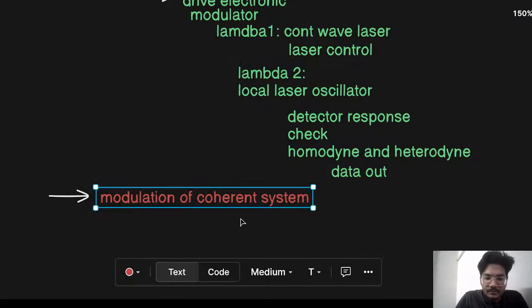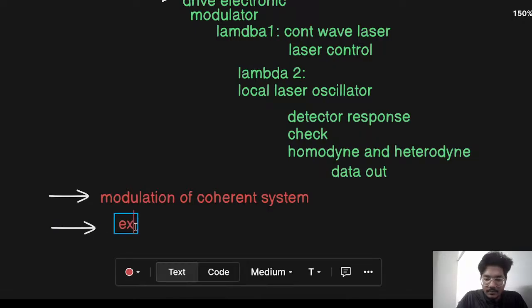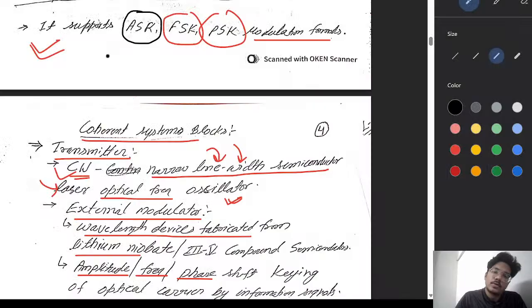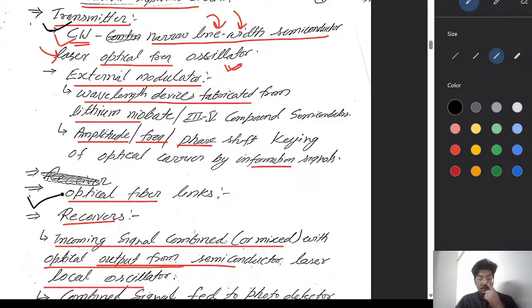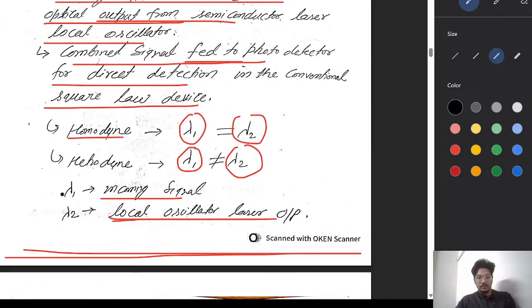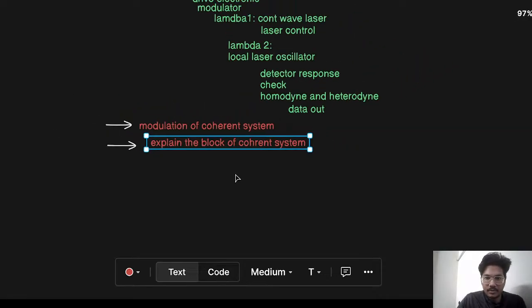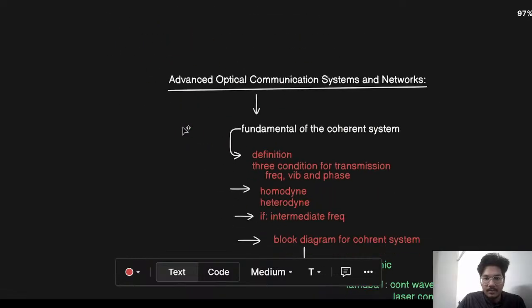Then we explain the blocks of the coherent system, the transmitter portion and the receiver portion. Then we move forward to the coherent principle, which is the fundamental of this.